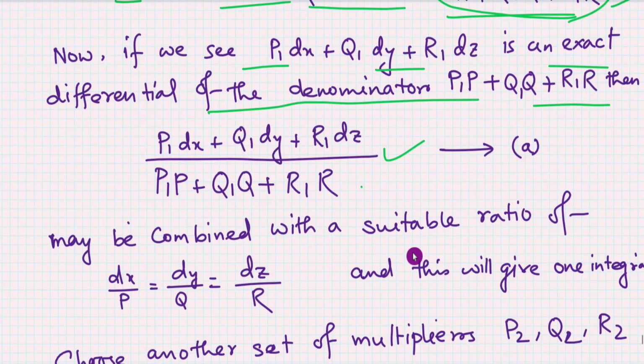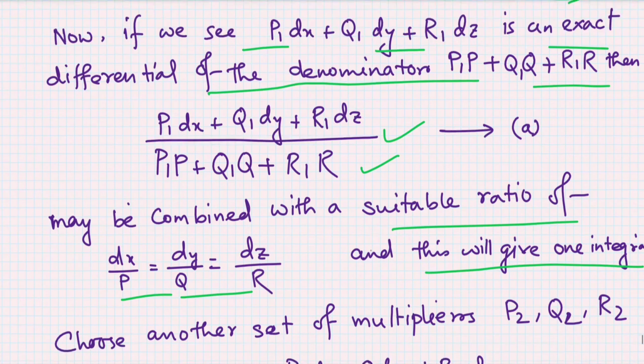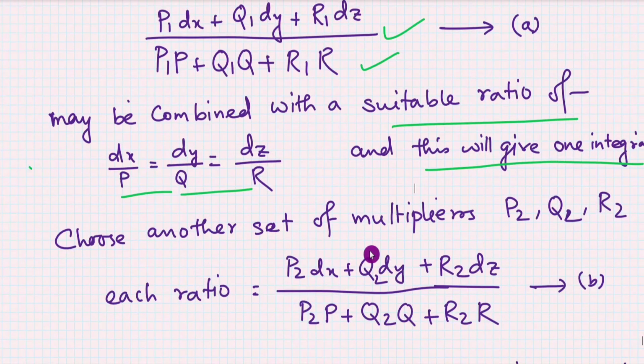may be combined with a suitable ratio of dx by P equal to dy by Q equal to dz by R, and this will give one integral. So we get the first integral, suppose u(x, y, z) equal to c1, and we have to find the next integral.